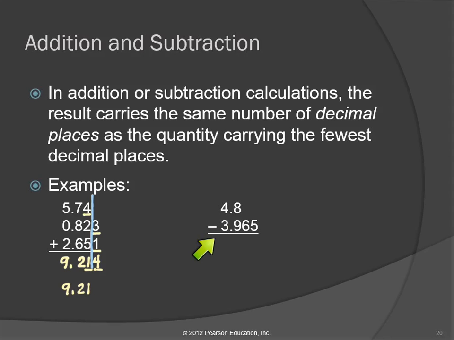Let's look at this one. 4.8 minus 3.965. Well, the first thing is just do it on your calculator and write the answer. So 0.835. That's what the calculator says. How should I report that answer with the correct number of significant figures? 0.8.